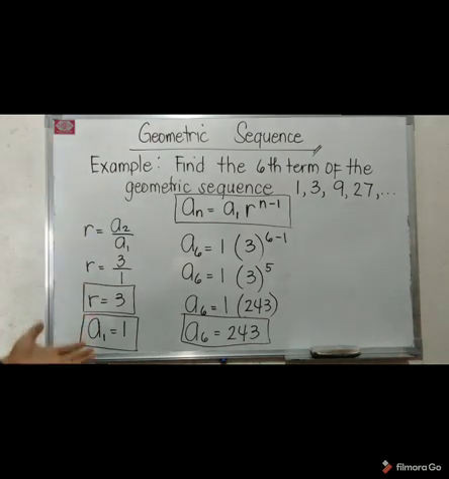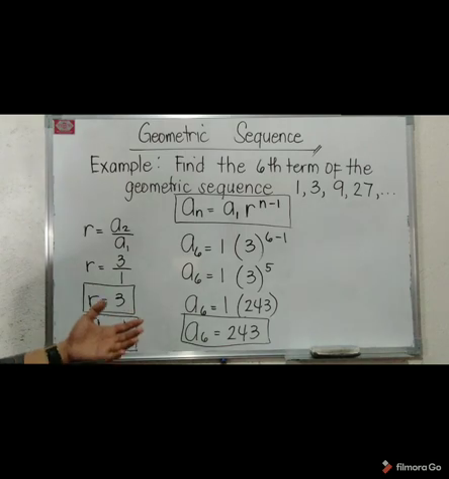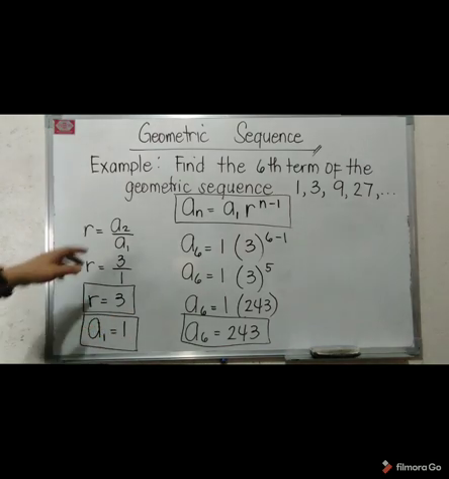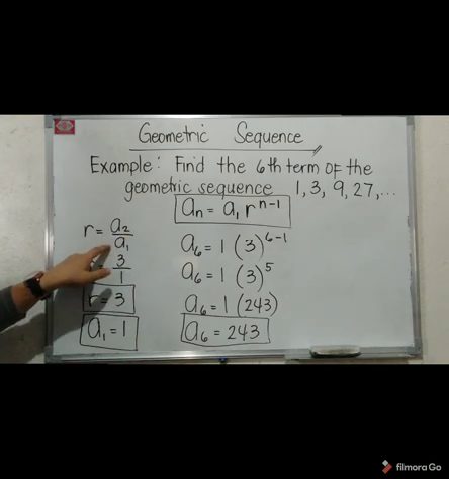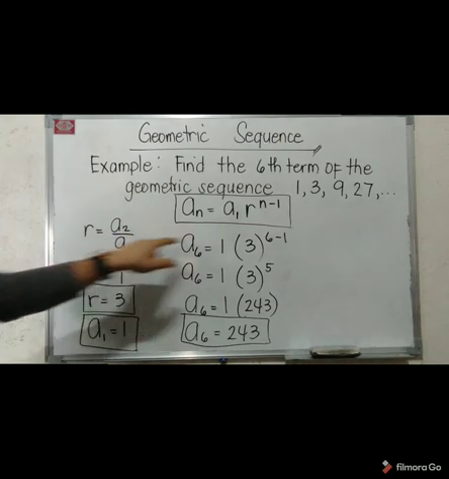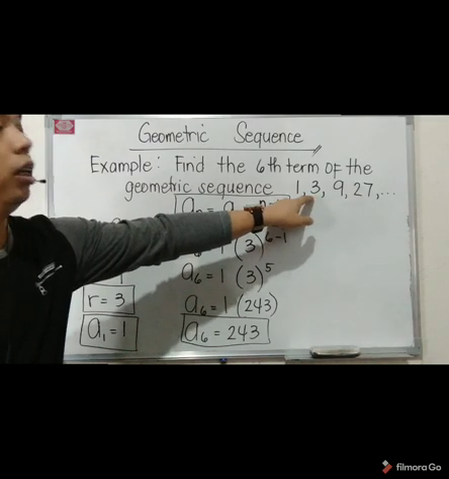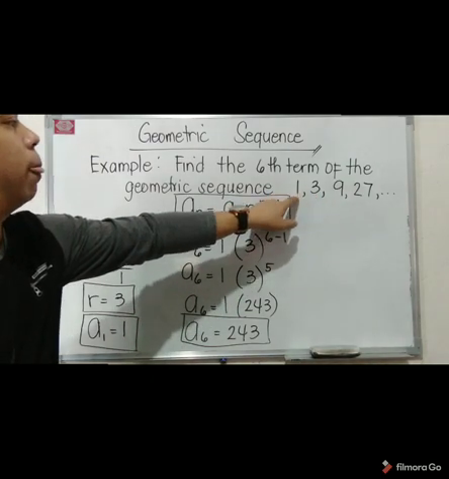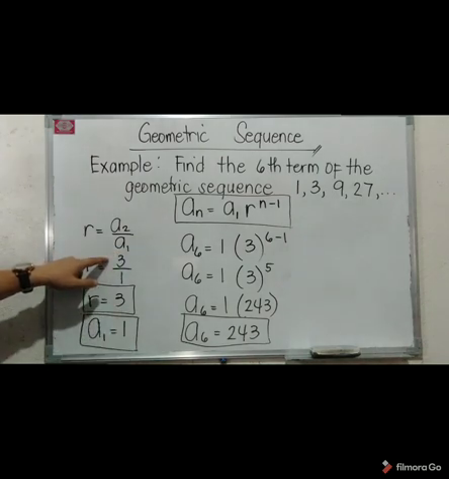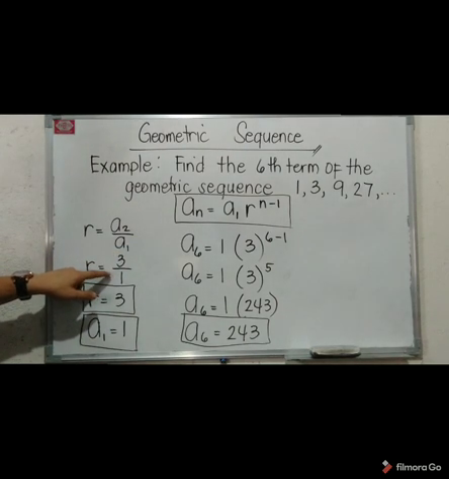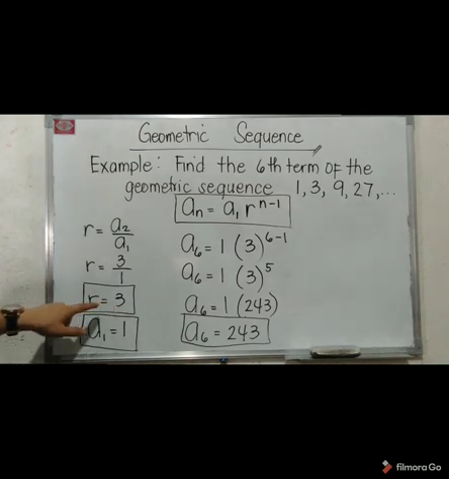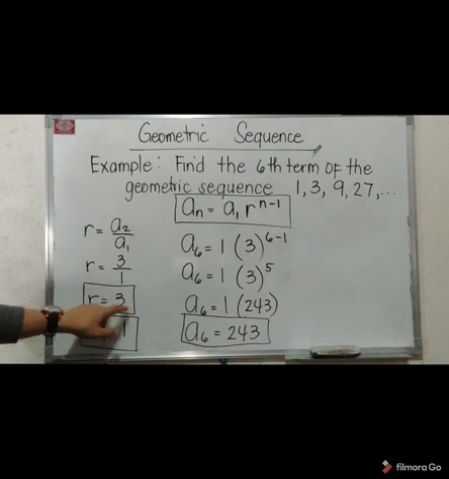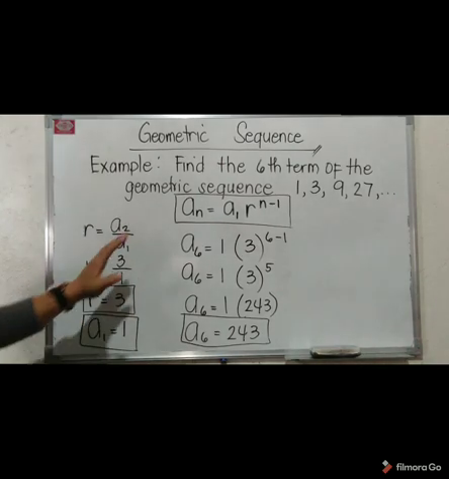So, di ba na ituro ko naman kung paano kumuha ng common ratio? So, that will be a sub 2 divided by a sub 1. So, ang value ng a sub 2 natin dito ay 3. At ang value ng ating a sub 1 or first term ay 1. So, that will be 3 over 1. And 3 over 1 is equal to 3. So, sa madaling sabi, ang value ng ating ratio ay 3. So, meron na tayong magagamit na ratio para sa ating formula.